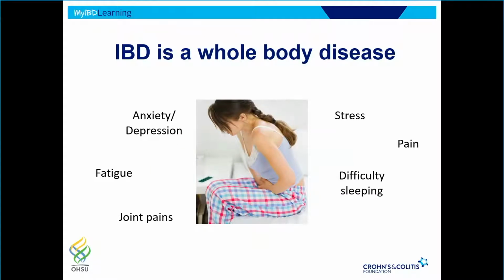But we also know, and I think most of you in this room know, that inflammatory bowel disease is really a whole body disease. It doesn't only affect the intestine. And what a lot of my patients talk about with me is not only these symptoms related to the intestinal inflammation, but they may have things like anxiety and depression that come along with their disease, stress, pain, sometimes pain in other parts of their body, not just their abdomen, their joints. They may have fatigue that can be very severe and debilitating, and they can have difficulty sleeping. And this is not an exhaustive list, but just to say that the symptoms are happening outside of the bowel.